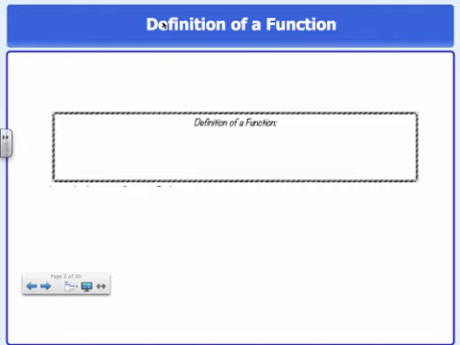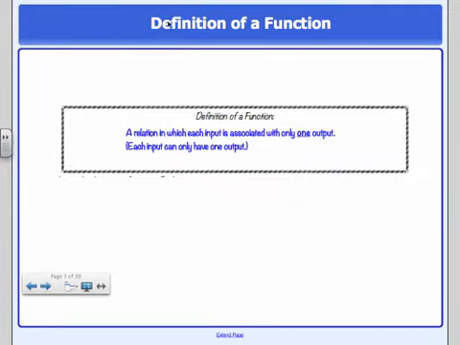So if you could get this definition down, you may need to pause in order to get all of this information down, and then you can go ahead and listen to what I have to say. But basically, a function is just a relation in which each input is associated with only one output. So each input can only have one output. If an input has more than one output, then it's not allowed.